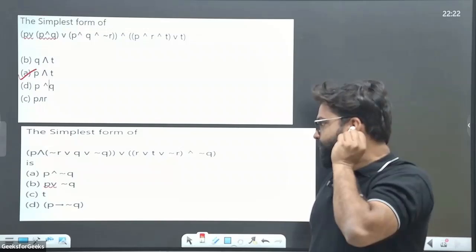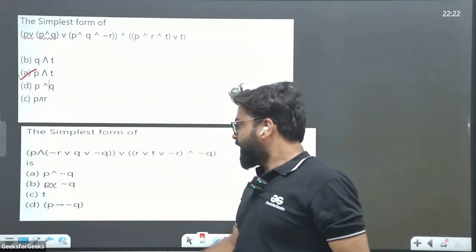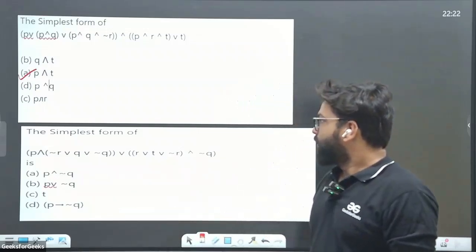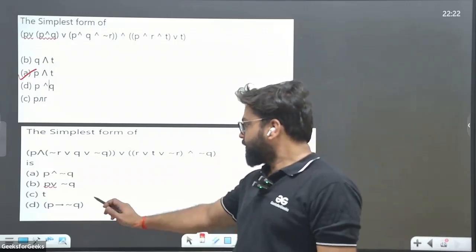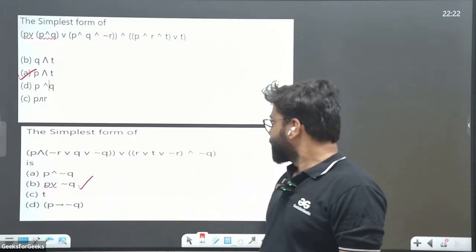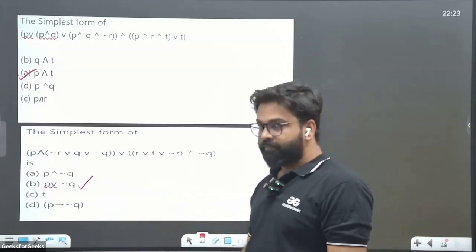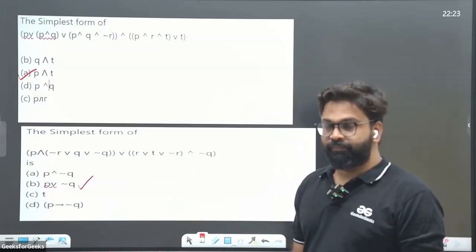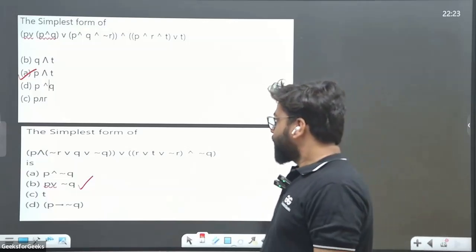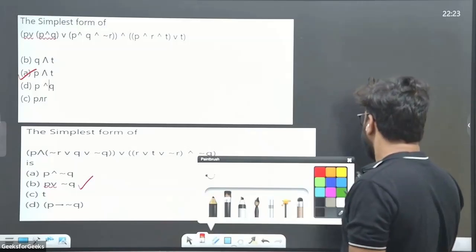Did you solve this one? A or B? Explain the second answer. Second one? Second one or first one? Sir, could you solve, please? Sir, can you solve the second one? Okay. Sir, can you solve the first one, sir?